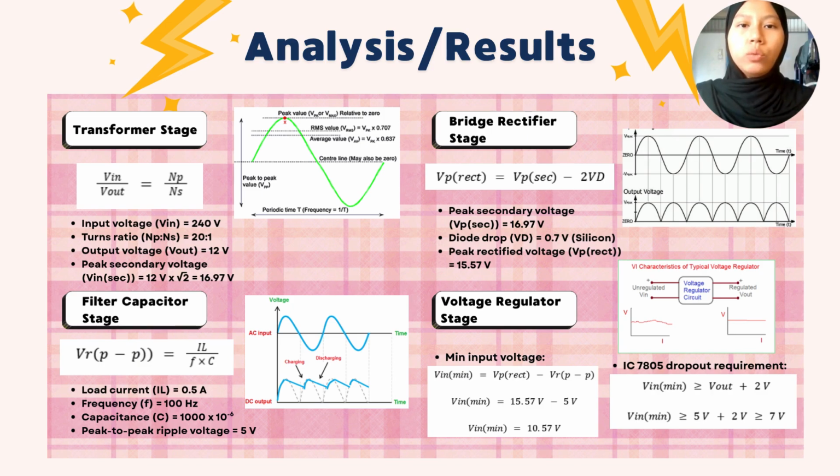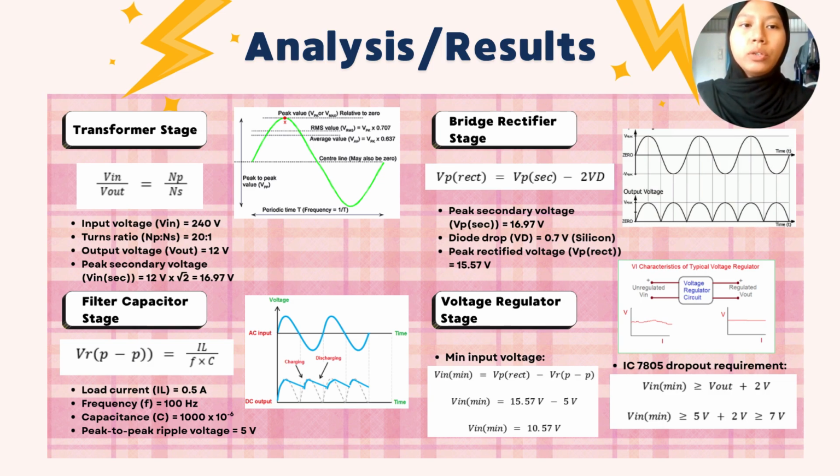At the absolute lowest point of that zigzag wobble, the voltage drops down to 10.57 V. So here is the golden rule for the specific chip. To give us a clean 5V output, it needs an input of at least 7V, and we call this the dropout requirement. Since our lowest point is 10.57V, we have plenty of breathing room.